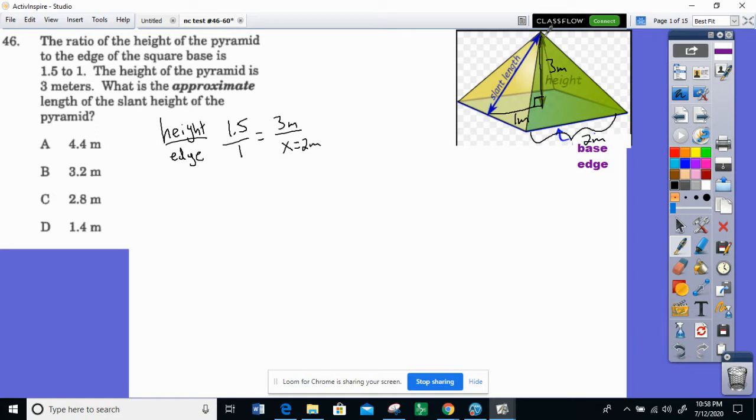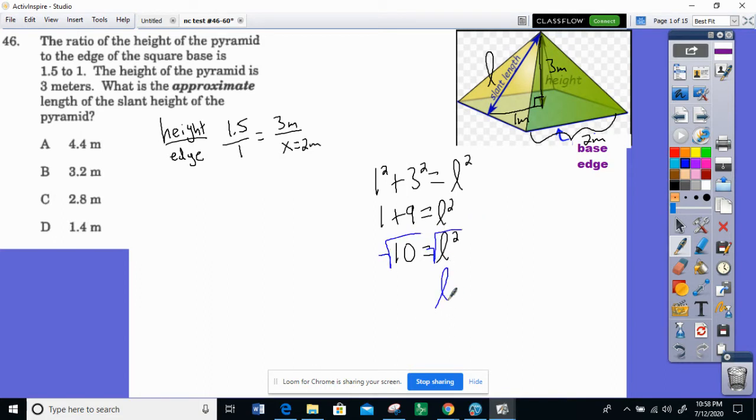And now we can use the Pythagorean theorem to help us get the slant height. That is going to be 1 squared plus 3 squared equals, we usually use L for the slant height, L squared. So that's 1 plus 9 equals L squared. 10 equals L squared. If we take the square root of both sides of this equation, then we get that the value of L is about 3.2 meters.